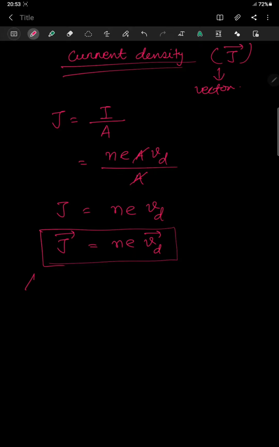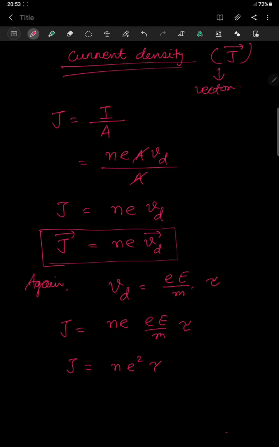We also know the formula we derived in the last class: drift velocity can be expressed as eE by m into tau, where tau is the relaxation time. So J will be how much? Instead of Vd, I can write eE by m into tau, so J will be Ne square tau by m into E. Vectorially, I put a vector sign. So these are the two expressions which you should remember for current density.